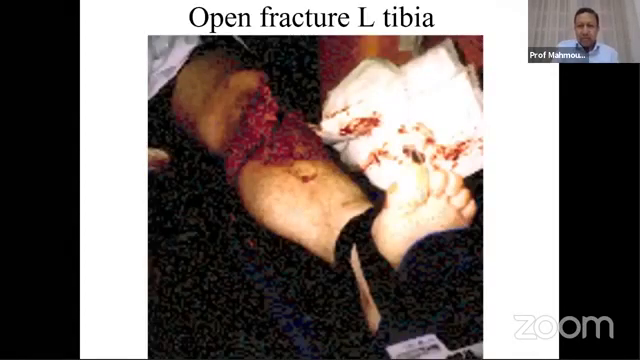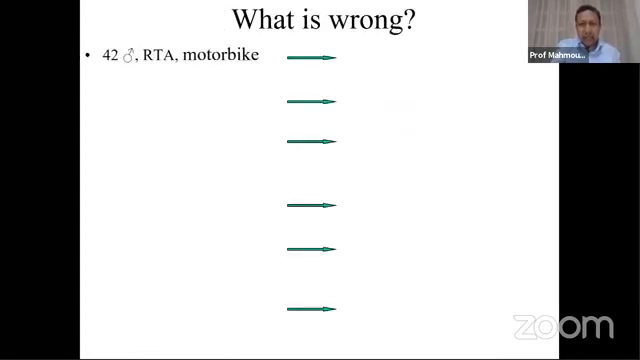Okay, here's the open fracture tibia, and the orthopedic specialist has seen the patient and says, all right, this patient has an open fracture. We're going to put an external fixator for this patient, and he's preparing the patient for theater. Okay, here are the details. This patient is 42. It is an RTA, and it is a motorbike.